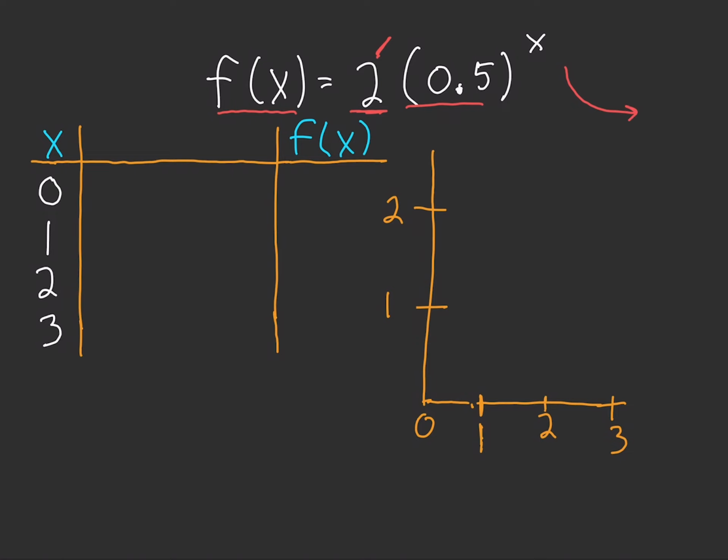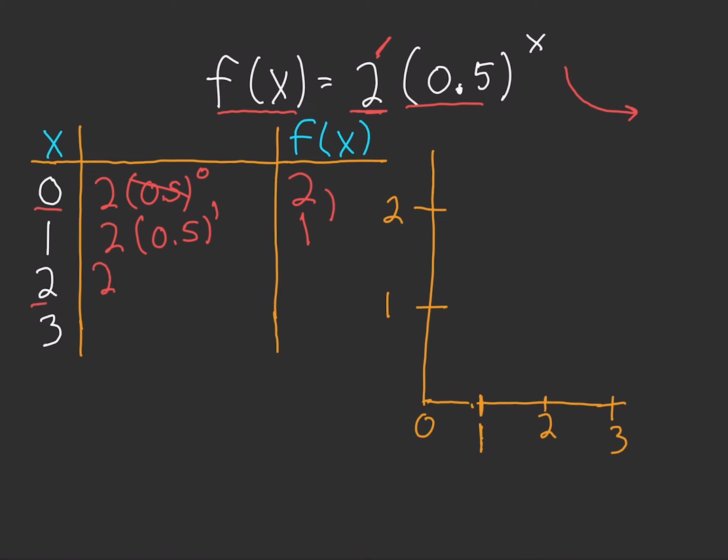Plugging in again for x. If I plug in the 0 here, I use 2 parentheses and then 0.5 to the 0, and again, anything to the 0 is 1, so we're really talking about just 2 right there. And then plugging in 1, you have 2 times 0.5 to the first power. 0.5 to the first power is itself, so 2 times 0.5, I get a 1. See how it's going down.